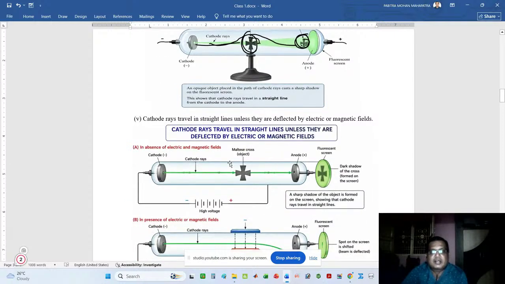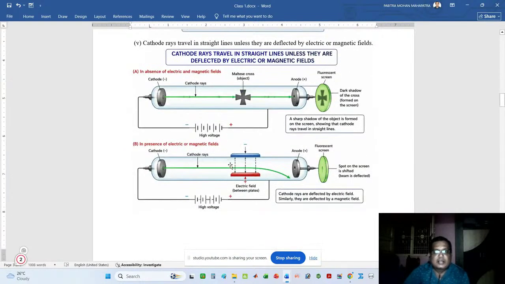Next point is cathode ray travels in a straight line unless they are deflected by electric or magnetic field. Actually, what happened? Cathode ray moves in a straight line from cathode to anode. When you put an opaque object, a shadow is formed, which confirms that cathode ray moves in a straight line. But remember, when you apply an electric field or magnetic field to these rays, the stream of bluish light which comes from cathode to anode, then what happened? They change their direction. Look at this diagram.